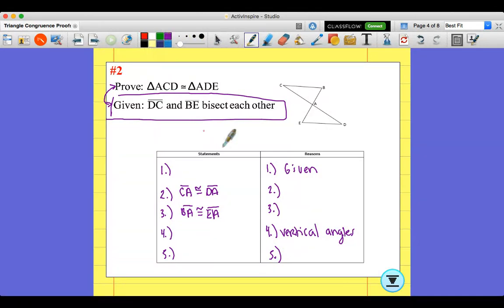Okay, let's see. So let's fill these in. So I'm going to start with my given first. Well, there's only one given. So let's do that. DC and BE bisect each other. That's a loaded statement, right? So DC bisects BE. So DC is going to cut BE in half, and BE is going to cut DC in half. So it's like two things are being said here. So why are we able to say CA and DA are congruent? Did you write down definition of bisect?